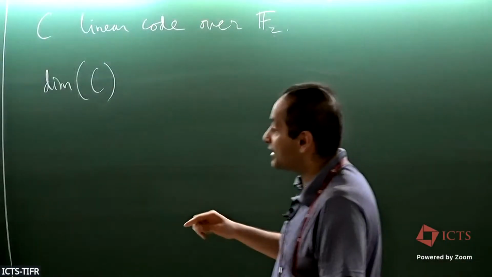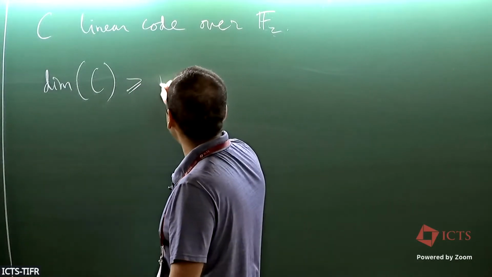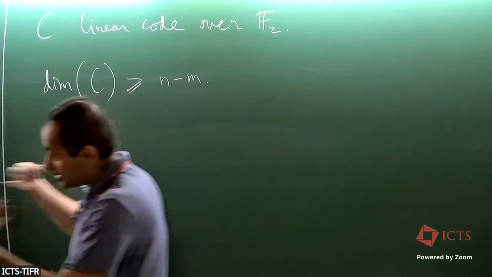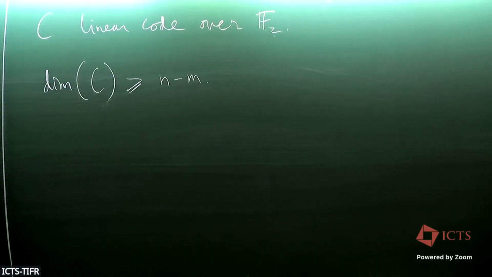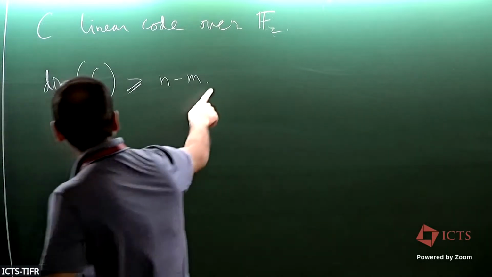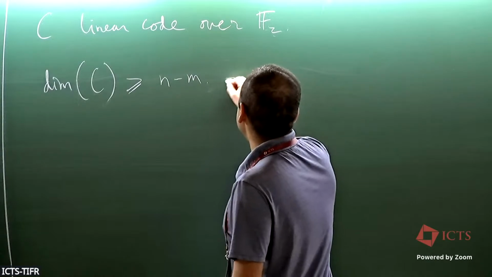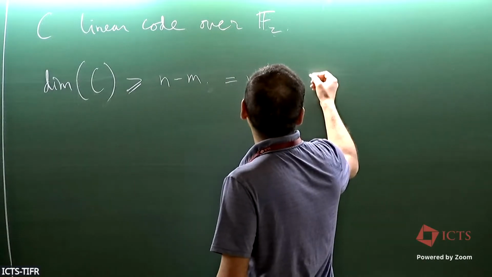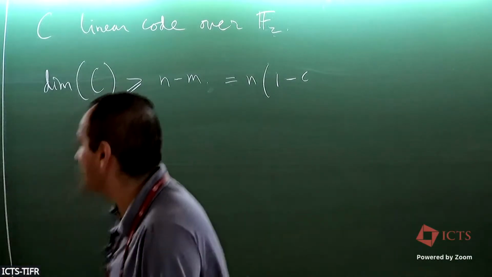N minus M. We applied M constraints. The dimension of this is at least N minus M. It's originally, I mean, all strings is N dimensional, and then we applied M linear constraints. So the dimension is at least N minus M. And the way I set things up, this is N times 1 minus C over C prime.